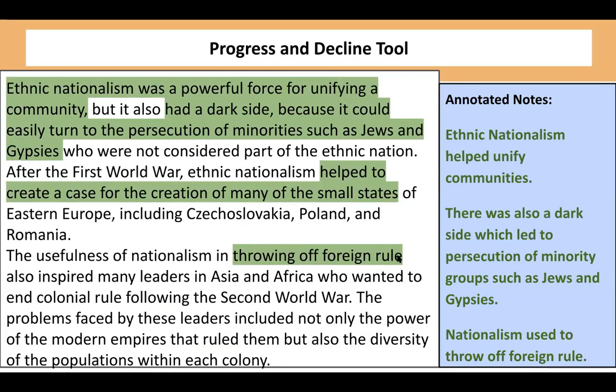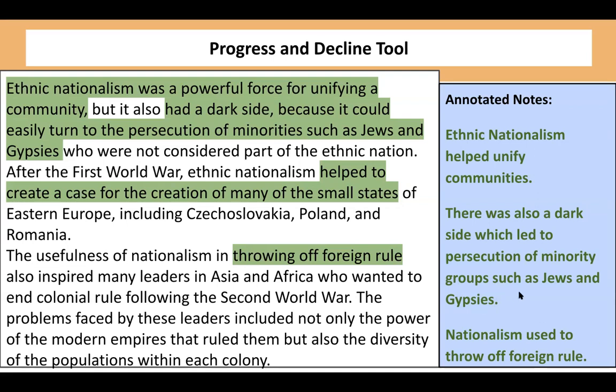And then in this third slide, I highlighted as well. And then in my notes, I thought it was actually really important to note this, that ethnic nationalism helped unify communities, but that there was also a darker side that also would lead to persecution of minority groups such as the Jews and the Gypsies. And it also seemed there was a positive here where nationalism was used to throw off foreign rule, particularly during decolonization after the Second World War. So I put that there too.